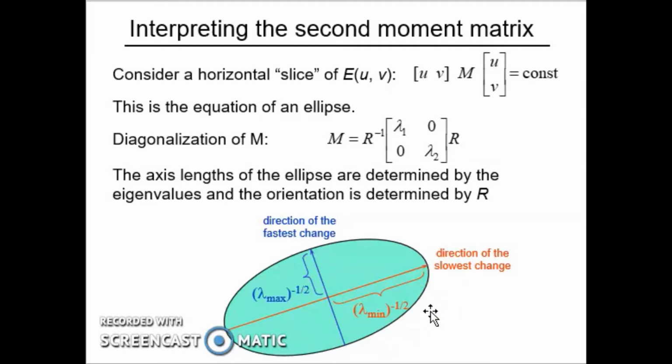So the eigenvalues that we obtain after diagonalization of this matrix M are very important. And as we know that M is basically a matrix that is a combination of second order derivatives, we can easily come to a conclusion that these eigenvalues signify the direction of change, and lambda max corresponds to the direction of the fastest change, and lambda min is the direction of the slowest change.